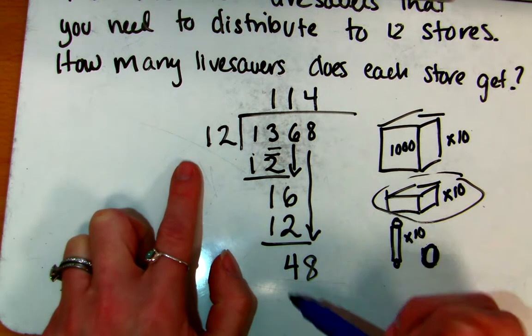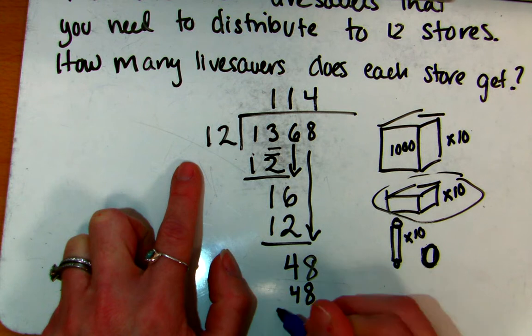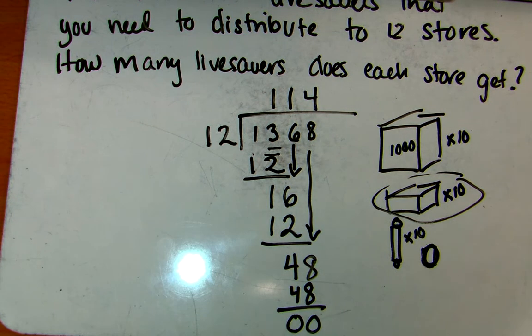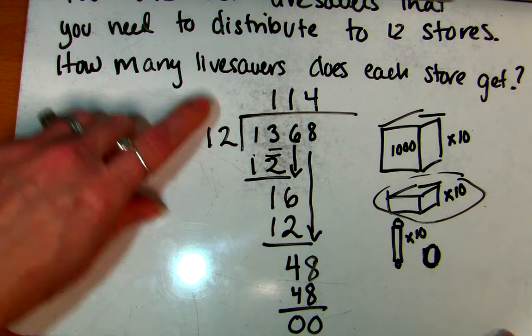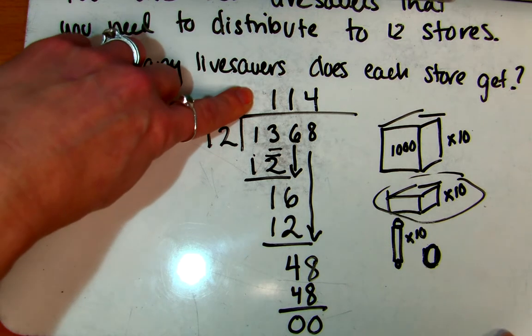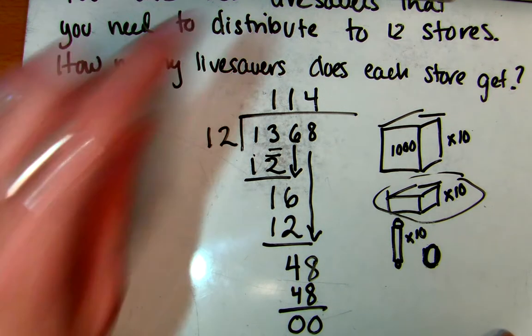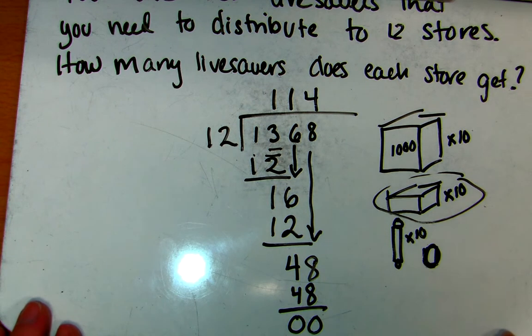So 4 times 12 is 48. And if I subtract, I have no Lifesavers left over, which is great, because who wants to split up Lifesavers to send into a company? So there were 12 retail shops you have to send them to. Each retail shop is going to get 114 Lifesavers.